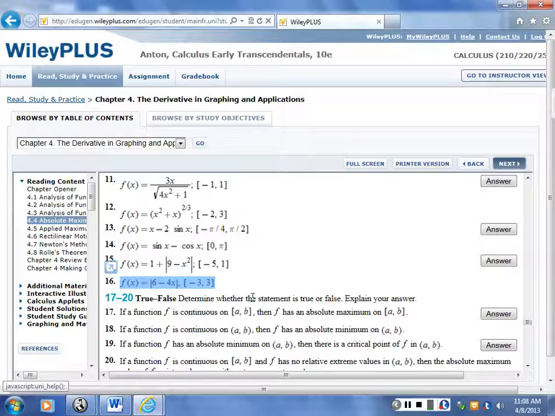This function is continuous. I don't have any non-continuities here. It's not differentiable everywhere because it has that corner, but it's continuous. So I have to look at potential critical points. So what do I have here? Number 16. I have my function f of x equals the absolute value of 6 minus 4x, from minus 3 to 3, and I want to find the maximum and the minimum.